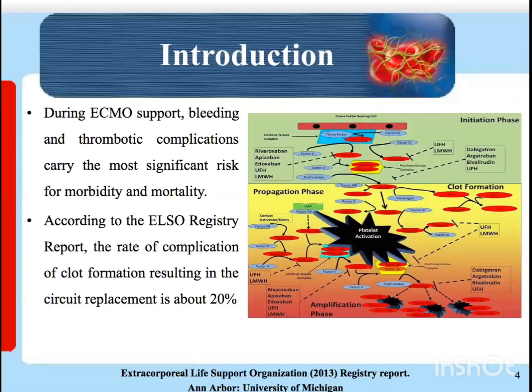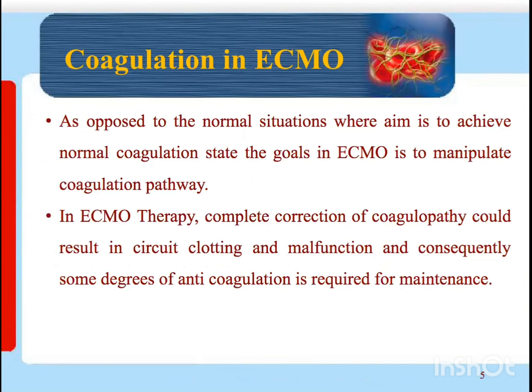So when you have an ECMO in place, it all depends on the nature of the centrifugal pump or the roller pump that you put, the speed at which you are running it, and the oxygenator. Bleeding and thrombotic complications are more with the yesteryear's roller pumps. They are more when the speed is fast, and more if the membrane oxygenator is not a PMP oxygenator. This is what we are learning as we go along. The ELSO registry report also says this. We've been talking about oxygenators, but in this lecture, why the patients bleed is our main concern.